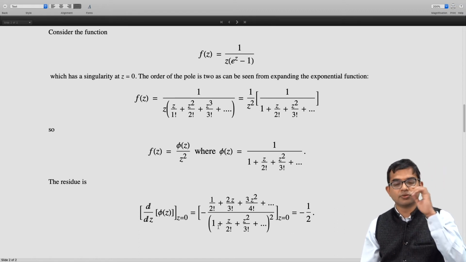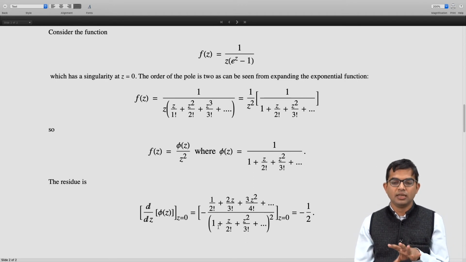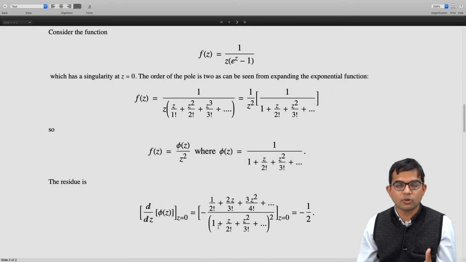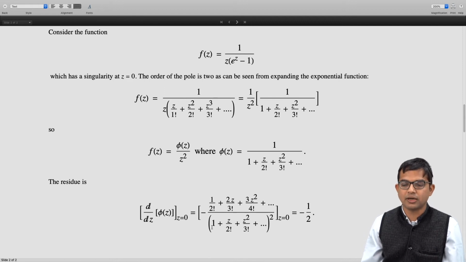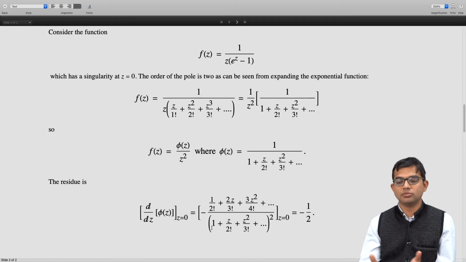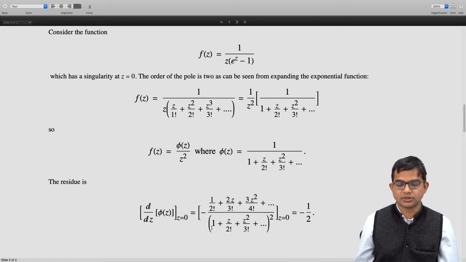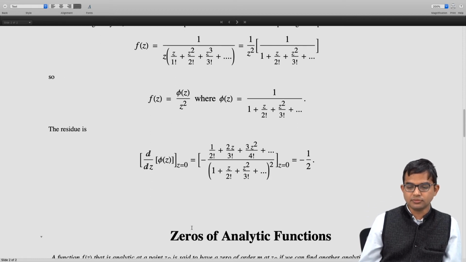So there are other ways of evaluating the residue for this function, and we can cross check it. But basically, this is a direct way. You just simply expand, find the Taylor series expansion of the denominator, and then argue from first principles that the residue for this function is just minus half.